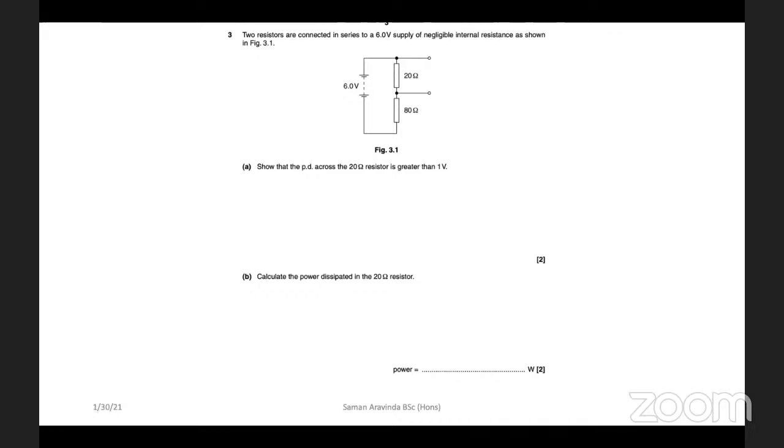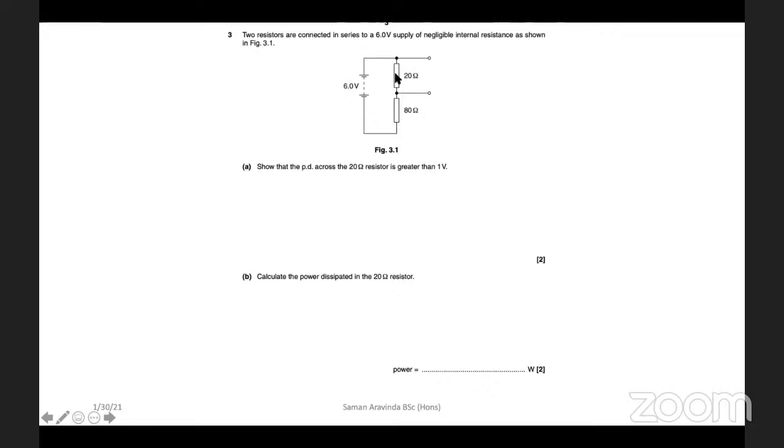First part is easy. So the potential difference is 20 over 20 into 1.2. Part B is like 20 of 100, right? 20 of 100 into 20 over 60. 1.2, that's correct.